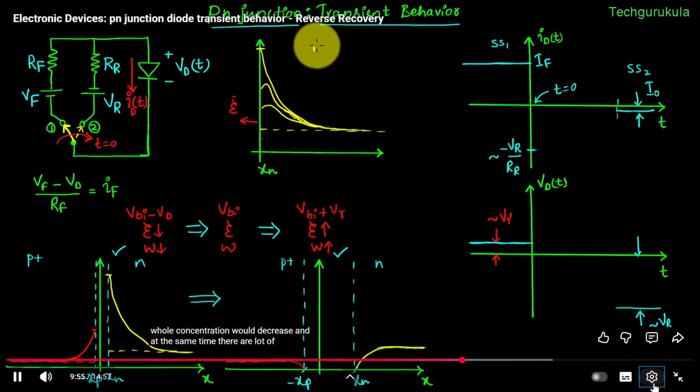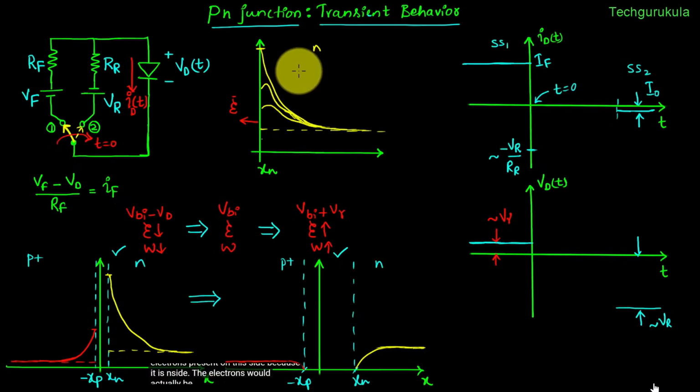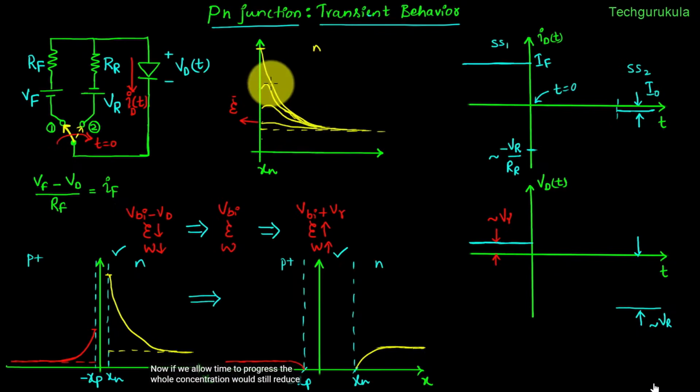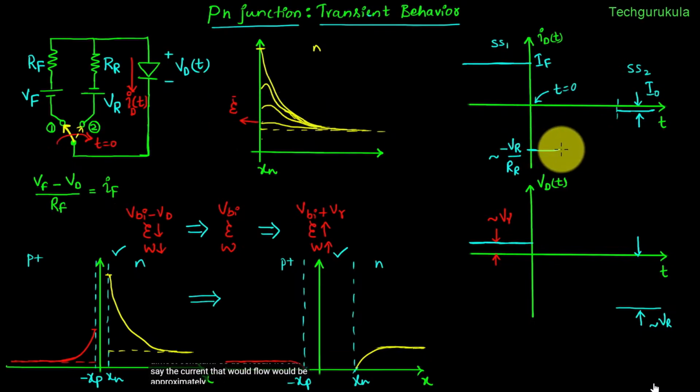And at the same time, there are a lot of electrons present on this side because it is N side. The electrons would actually be recombining with them to reduce the hole concentration as well. Now, if we allow time to progress, the hole concentration would still reduce. Even though the carrier concentration available to move across the depletion region is decreasing, the electric field is increasing. So now we can see the number of carriers flowing per unit time wouldn't change pretty much. It would be almost constant. So as a result, we can say the current that would flow would be approximately the same for some time.